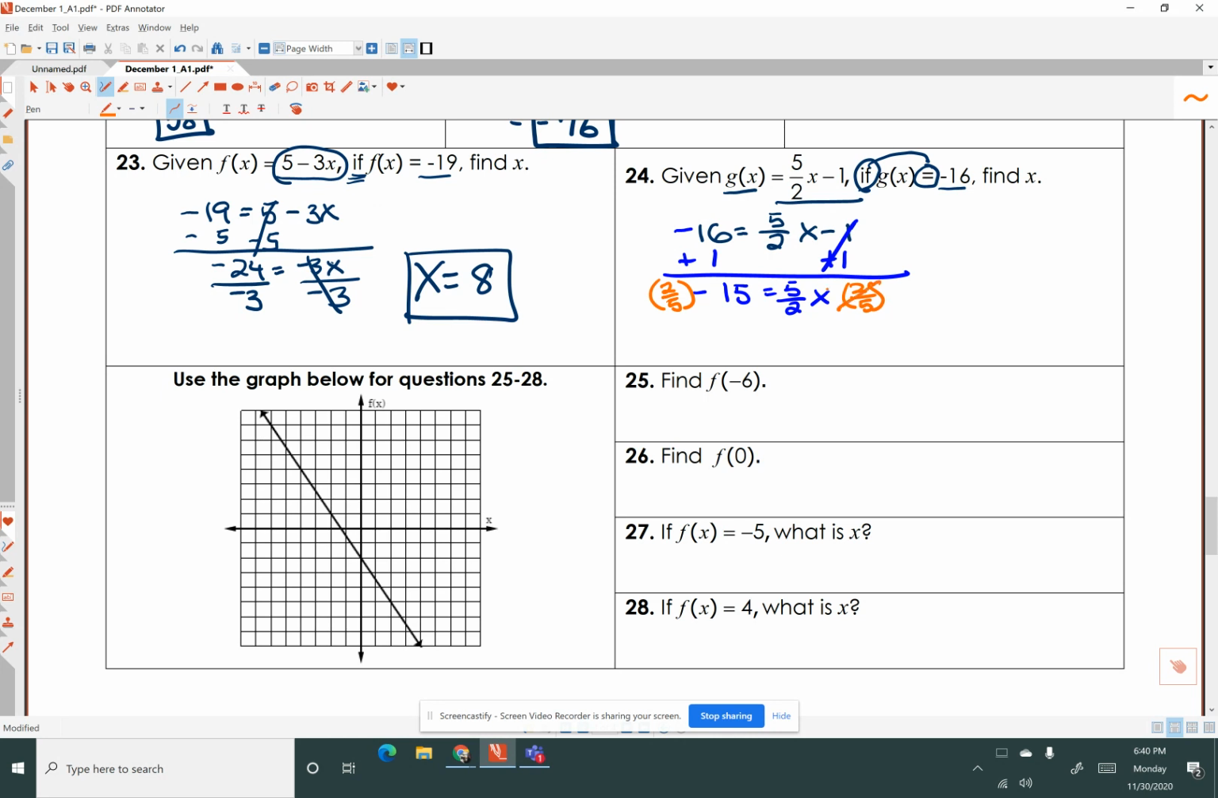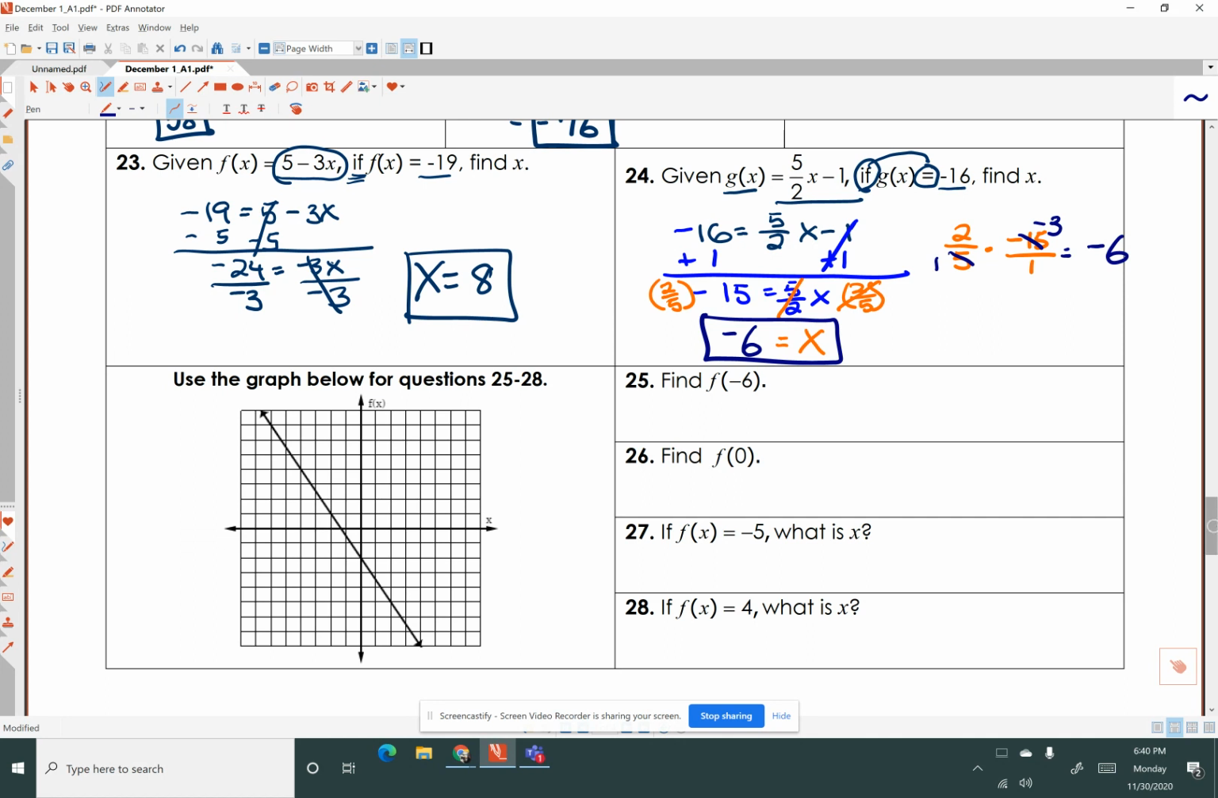Now, this and this cancel. So we have x on the right side. And 2/5 times -15, I'll do a sidebar. Put it over 1, cross cancel. And that equals -6. So our x equals -6.